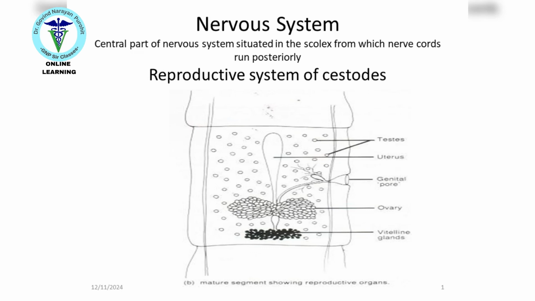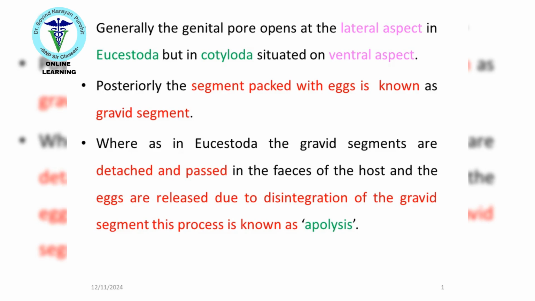The central part of the nervous system is located in the scolex, with nerve cords running posteriorly. The reproductive system includes testes, ovaries, and genital pores. In Cestode, the genital pore opens laterally, while in Cotyloda, it opens ventrally. Gravid segments in Cestode detach and release eggs through a process called apolysis.